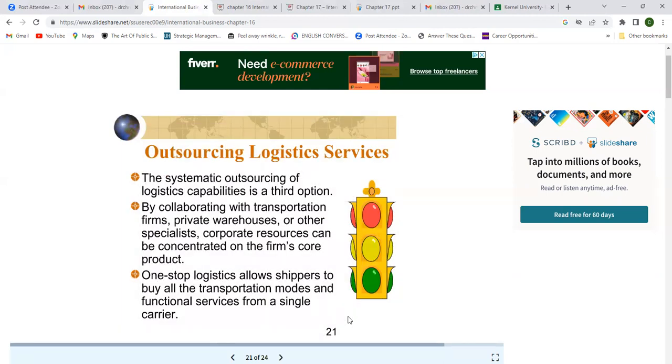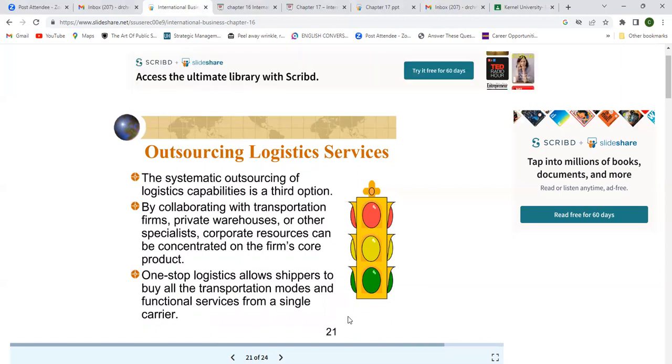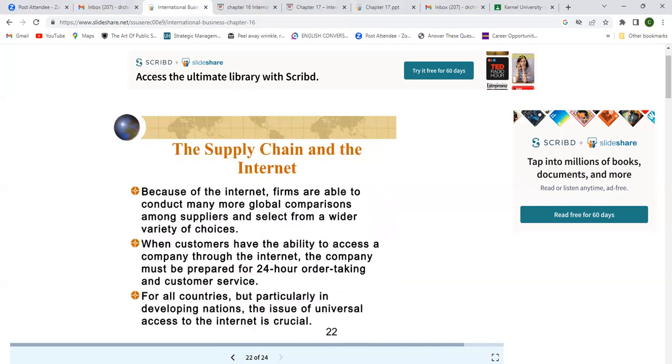Outsourcing logistics services. Systematic outsourcing of logistic capabilities to a third party. Private warehouses, other specialists. Corporate resources can be concentrated in the firm's core product. One-stop logistics allows shippers to buy the transport modes and functional services from a single courier.